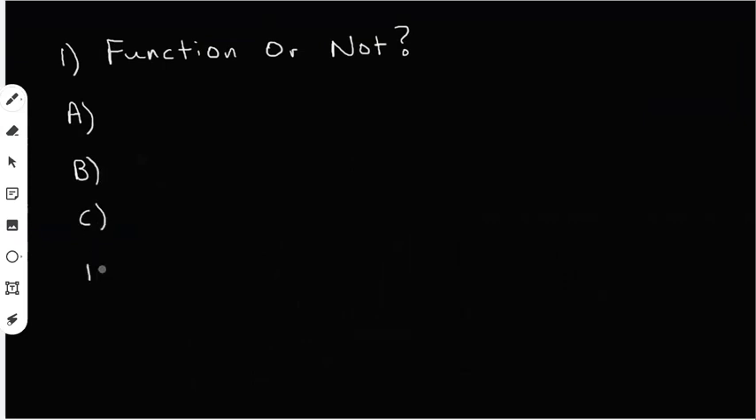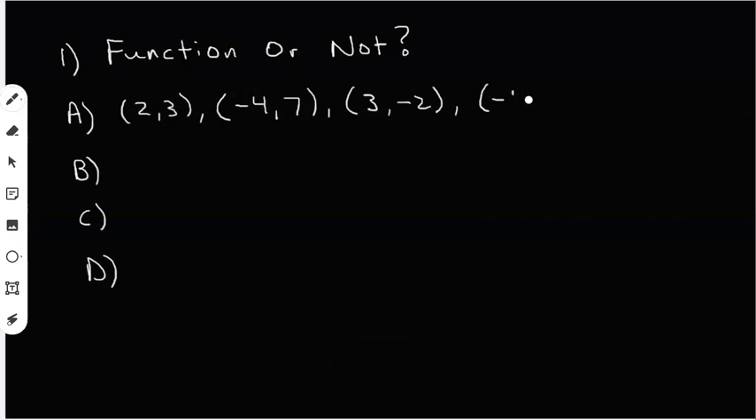So here we have 4 choices, and we're going to determine whether or not these are functions. The first choice is going to have 2, 3. The second ordered pair is negative 4, 7. And then we have 3, negative 2, and negative 1, 9. The first thing I tell myself is that the x is always going to come before the y. So I'm going to change my color to red, and I'm going to underline all the x coordinates. My first x coordinate is 2, my second is negative 4, my third is 3, and my fourth is negative 1.